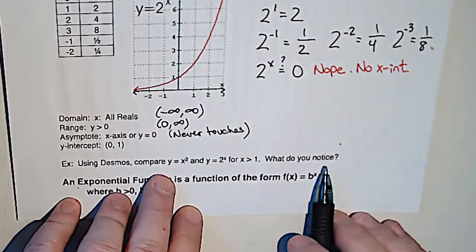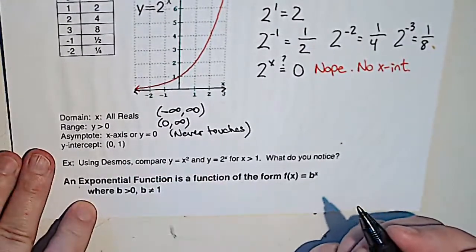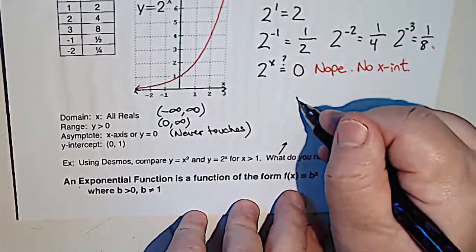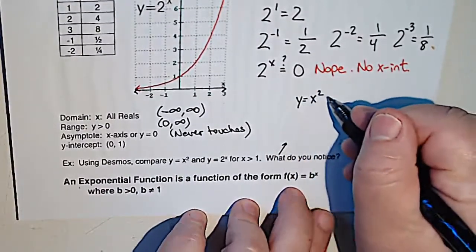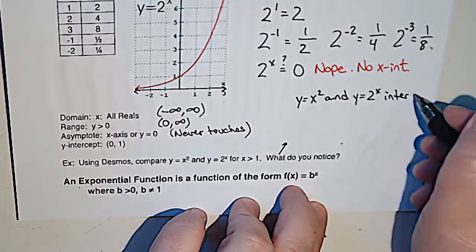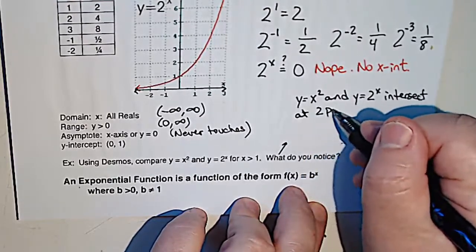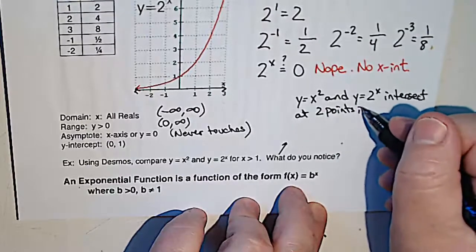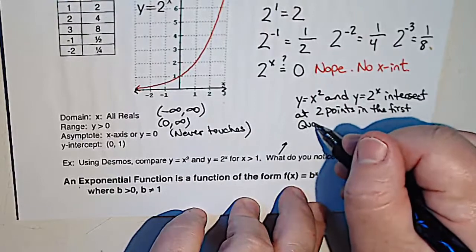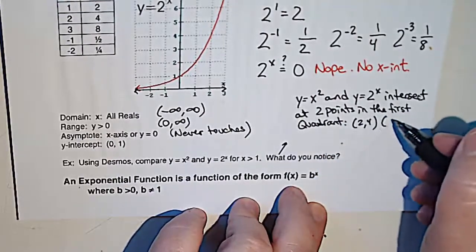What do you notice? So they intersect. Ooh, I did leave myself enough room. I'm going to write it up here. y equals x squared and y equals 2 to the x intersect at 2 points in the first quadrant. The points are (2, 4) and (4, 16).